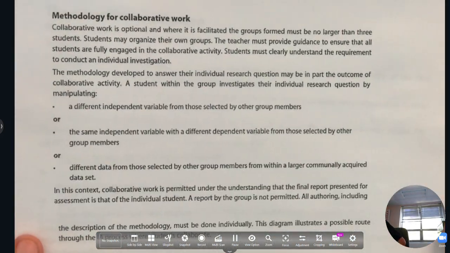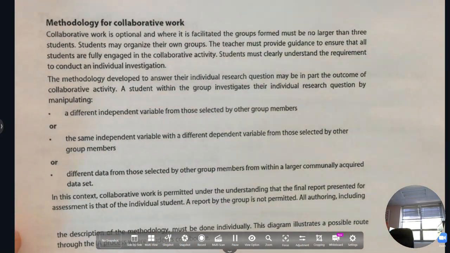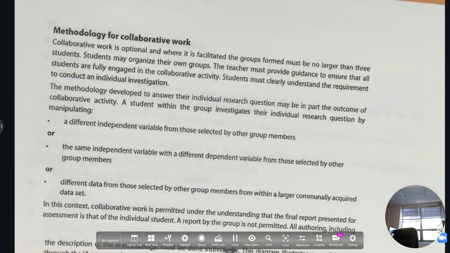Methodology for collaborative work. You are able to form teams of a maximum of 3 students, just like the science fair. The only stipulation I have is they have to be students enrolled in my HL class. If you want to work with someone in this other class, go take it. You know what I'm saying? But you are able to collaborate with up to 2 of your classmates. I feel like I'm looking at groups right now, maybe.